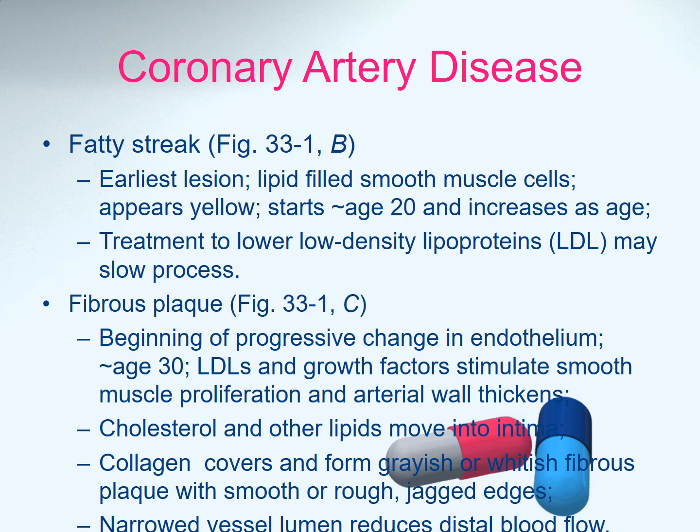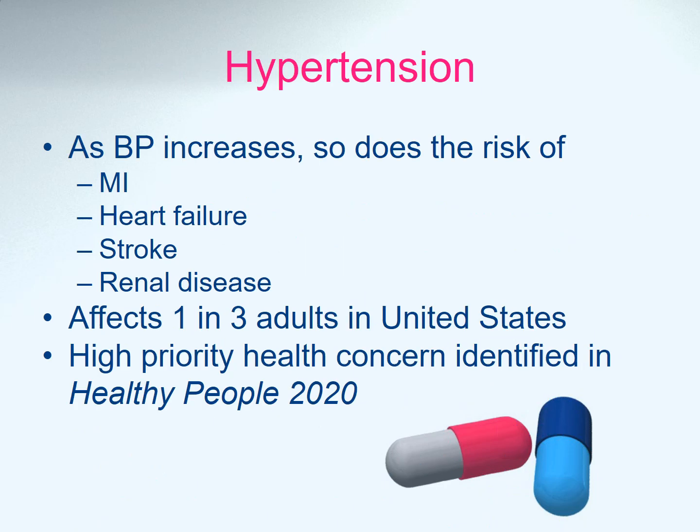Just a little bit on hypertension. Hypertension or high blood pressure is one of the most important modifiable risk factors that can lead to the development of cardiovascular disease. As blood pressure increases, so does the risk of myocardial infarction, heart failure, stroke, and renal disease. Heart disease, often directly related to hypertension, accounts for 23.7% of all deaths each year in the U.S. Healthy People 2020 lists the number of adults with hypertension whose blood pressure is under control as one of the 26 high priority leading health indicators for the coming decade.